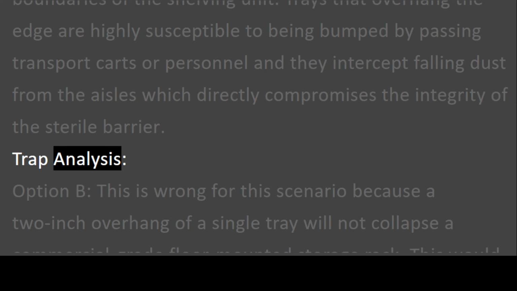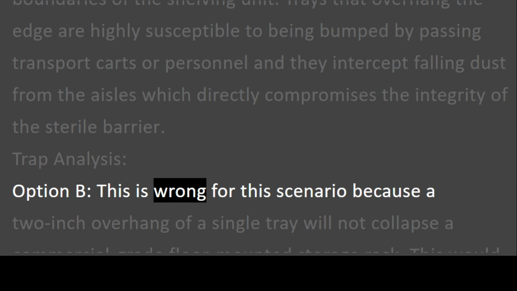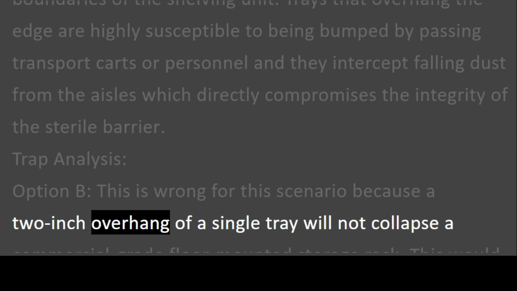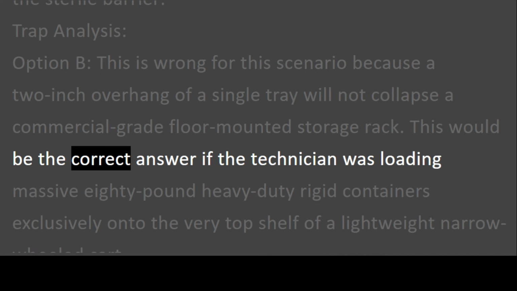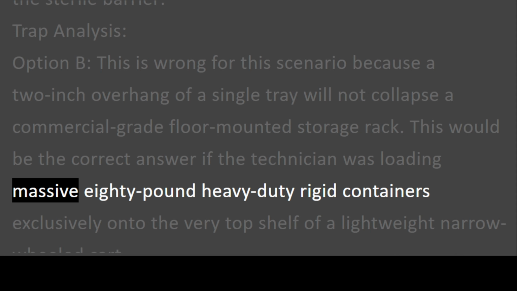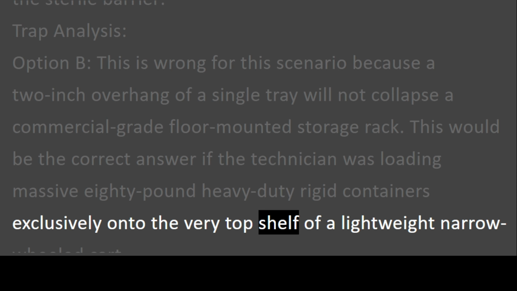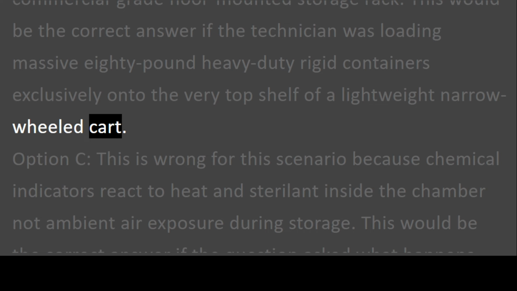Trap analysis. Option B. This is wrong for this scenario because a 2-inch overhang of a single tray will not collapse a commercial-grade floor-mounted storage rack. This would be the correct answer if the technician was loading massive 80-pound heavy-duty rigid containers exclusively onto the very top shelf of a lightweight narrow-wheeled cart.